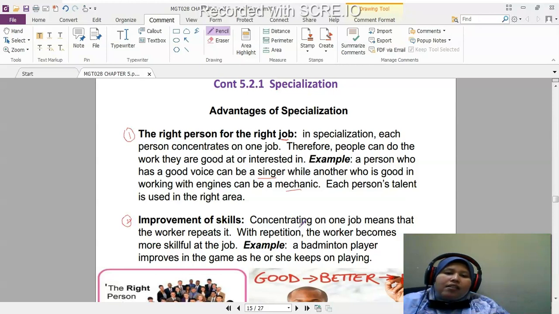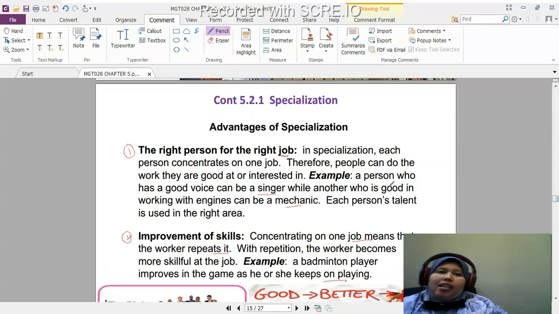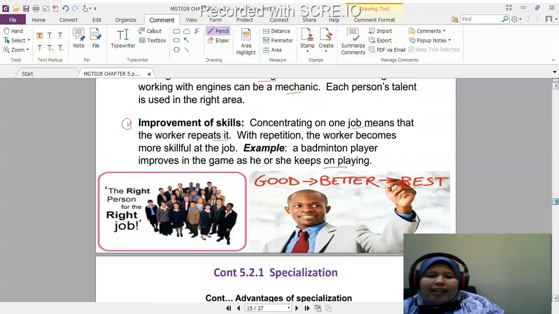And then the second one, the advantage of specialization is the improvement of skills. Concentrating on one job means that the worker repeats it. With repetition, the worker becomes more skillful at the job. For example, a badminton player improves in the game as he or she keeps on playing. So kalau kita selalu buat perkara tu sama setiap hari, itu boleh increase our skill. So kita akan tahu what are the weaknesses. Apa kelemahan kita akan boleh atasi because we can improve every day.